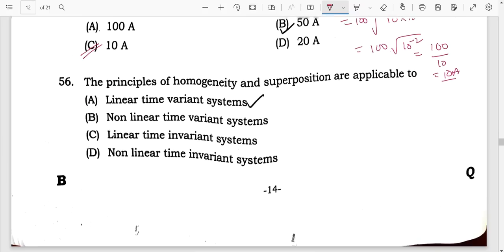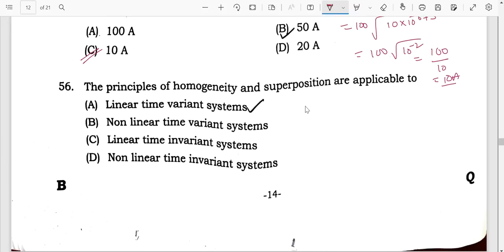Okay, next: the principle of homogeneity and superposition theorem are applicable to linear and time invariant systems only. So the answer is linear time invariant systems.